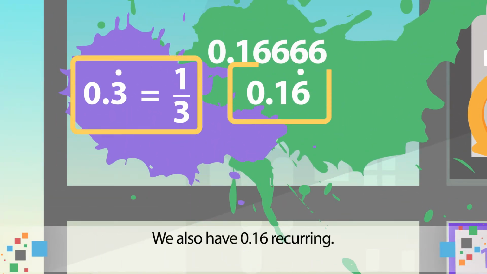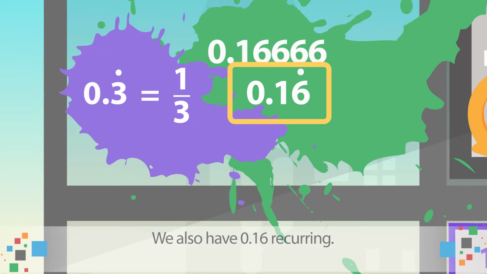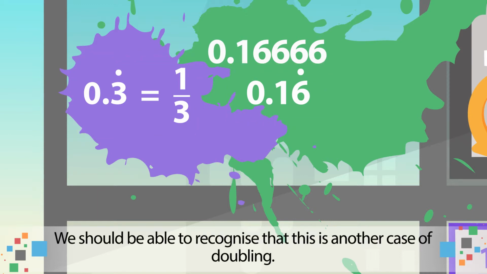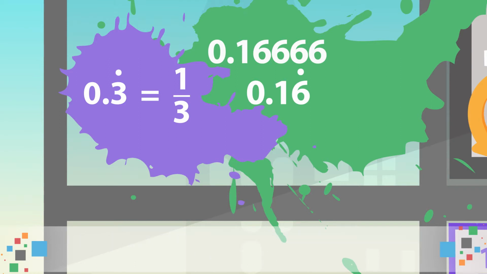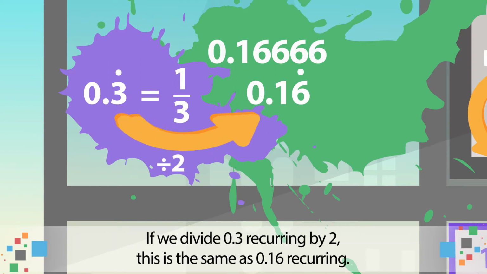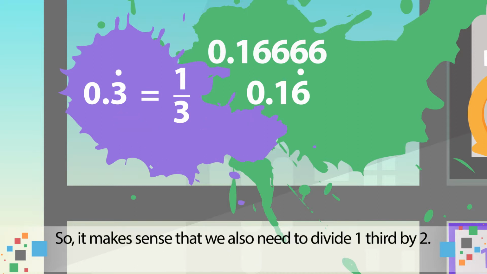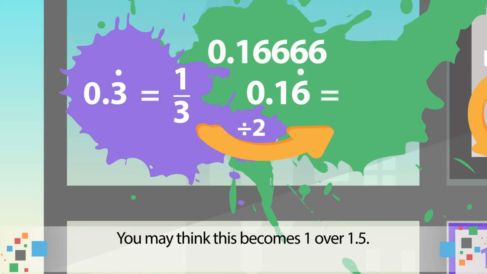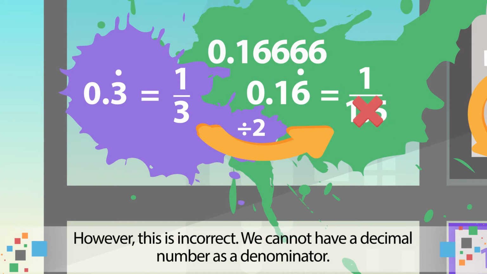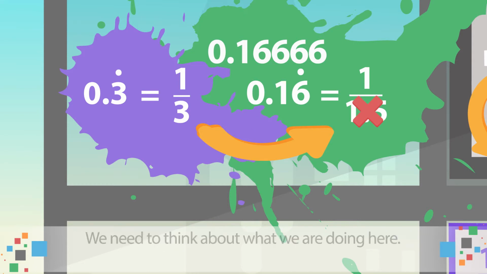We also have 0.16 recurring. We should be able to recognise that this is another case of doubling. If we divide 0.3 recurring by 2, this is the same as 0.16 recurring. So it makes sense that we also need to divide 1/3 by 2. You may think this becomes 1 over 1.5. However, this is incorrect. We cannot have a decimal number as a denominator. We need to think about what we are doing here.